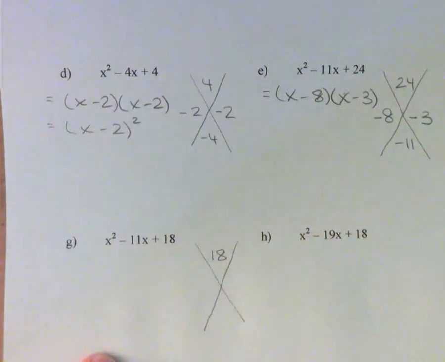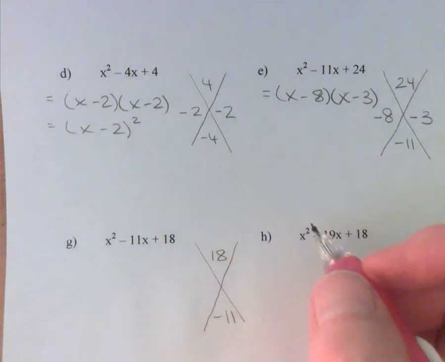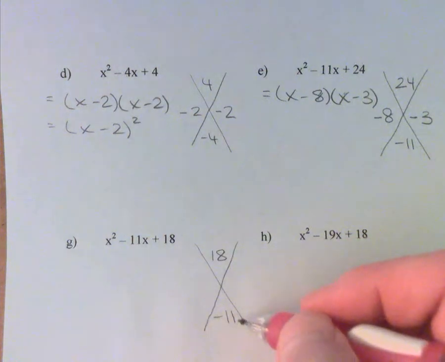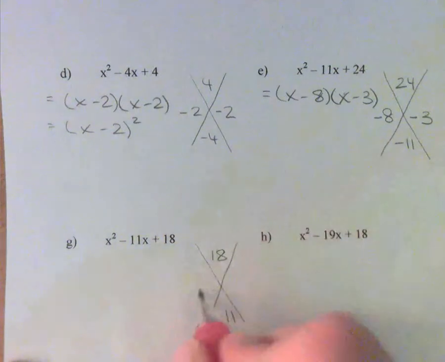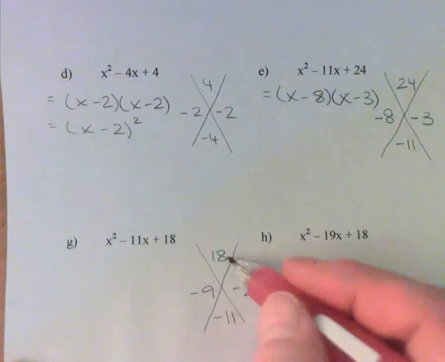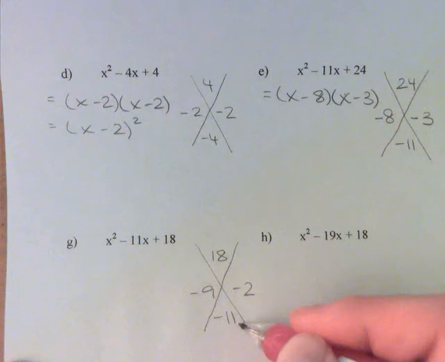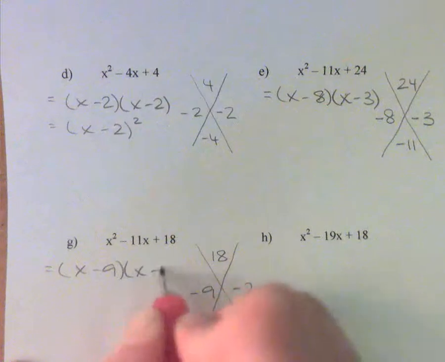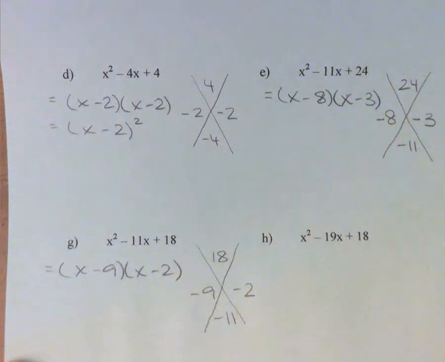I have a product of 18 and a sum of minus 11. So I have 1 and 18, 2 and 9, and 3 and 6. I need to get to minus 11 for a sum, so I need to figure out what combination will work. So I'm going to pick minus 9 and minus 2. Product is positive 18, and the sum is minus 11. And then those become my brackets, x minus 9 and x minus 2.